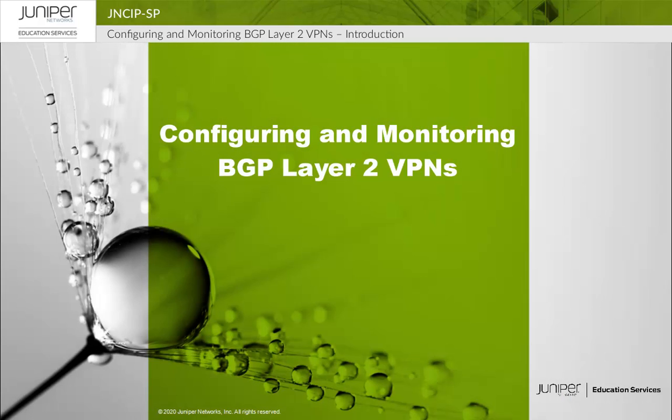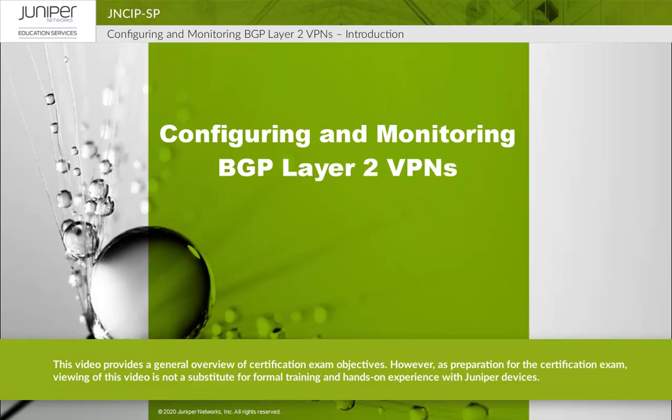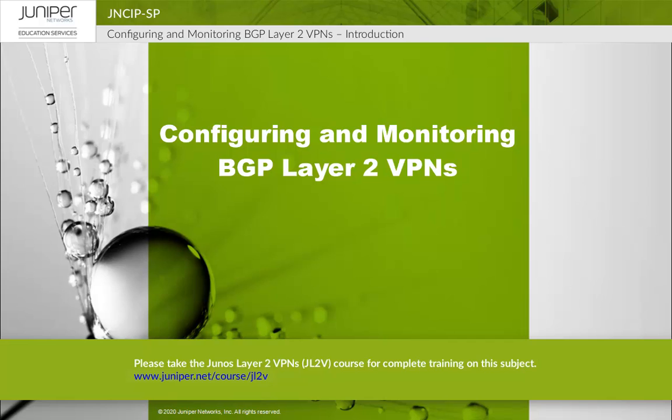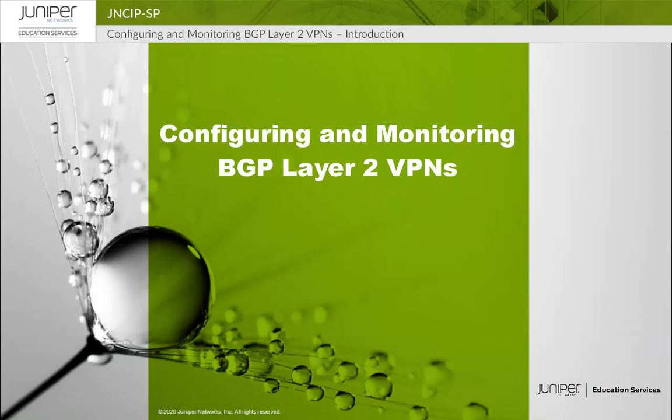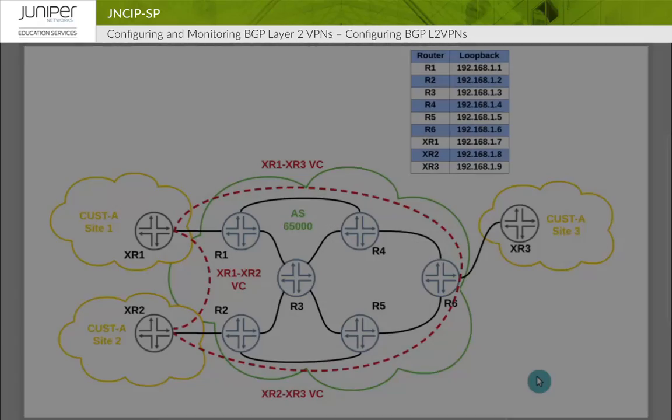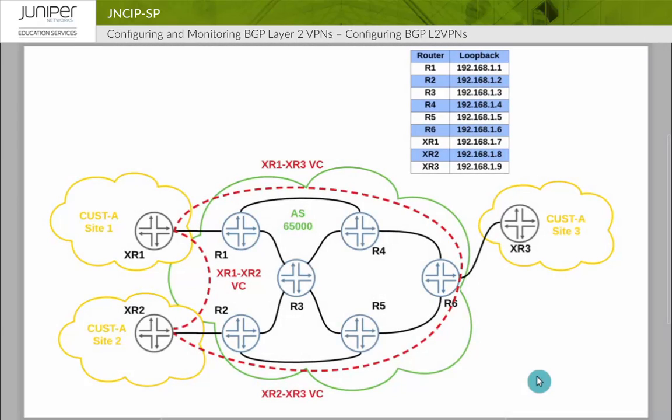In this section, we'll be taking a look at the configuring and monitoring BGP Layer 2 VPNs objective of the JNCIP SP exam. For more detailed coverage of this topic, please check out the Juniper courses AJSPR, JL2V, and JL3V. In this video, we're going to take a look at BGP signaled Layer 2 VPNs.